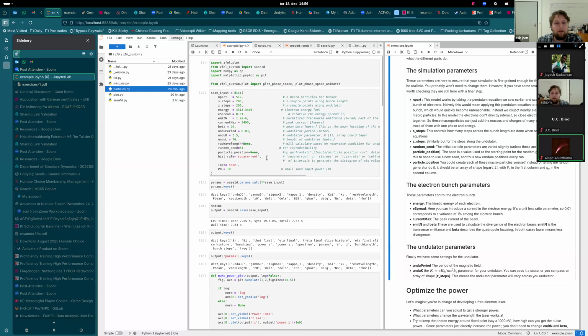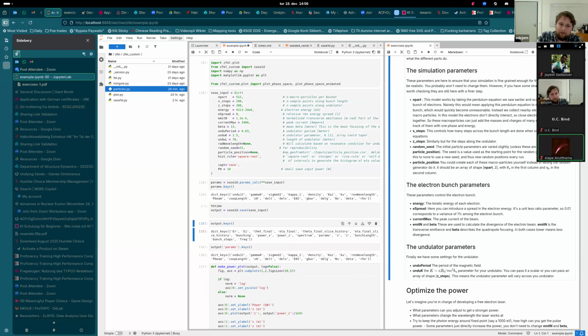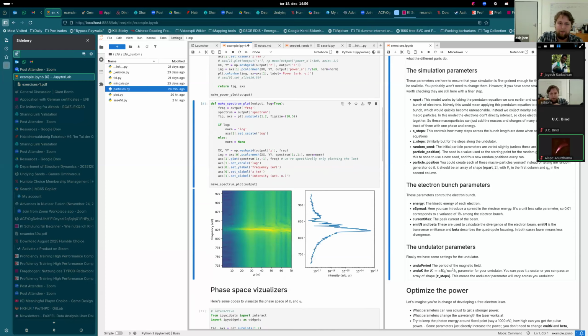So this is this E spread. So basically how much difference do your particles have in energy. There's these two, emit N and beta. These are basically used to calculate the divergence of your beam. So it's a very cheap way to get a higher number in the simulation, is just to assume that your electrons are tightly focused.